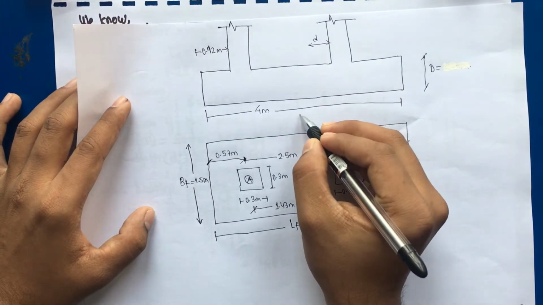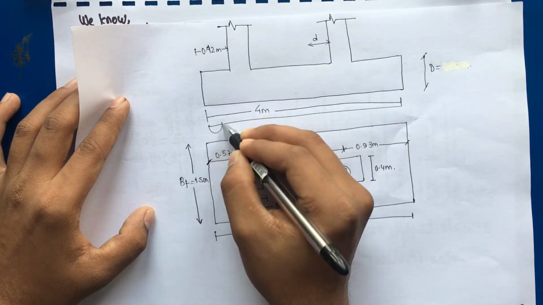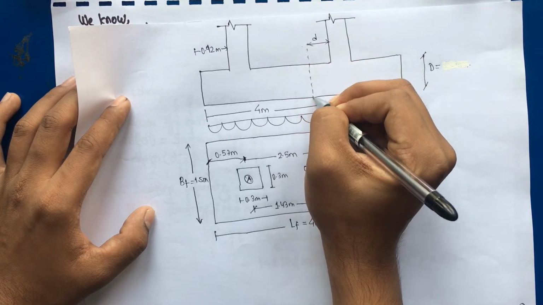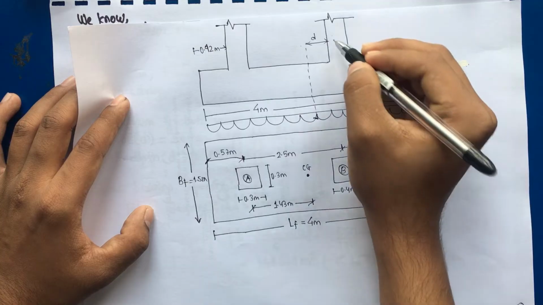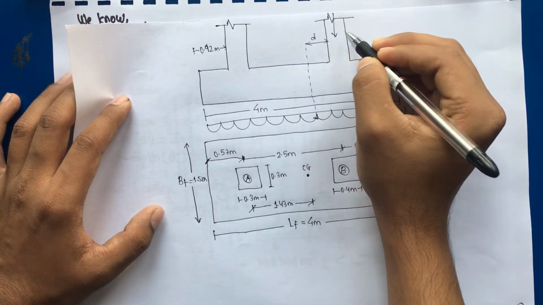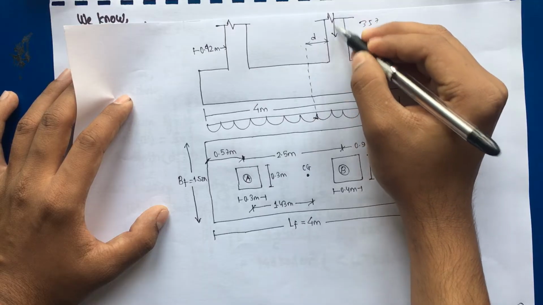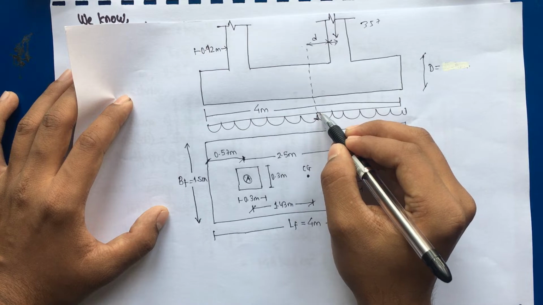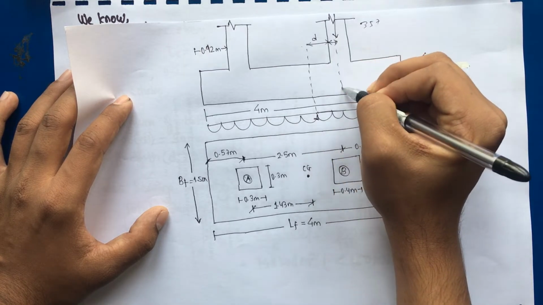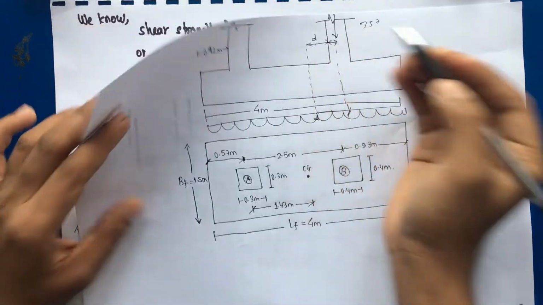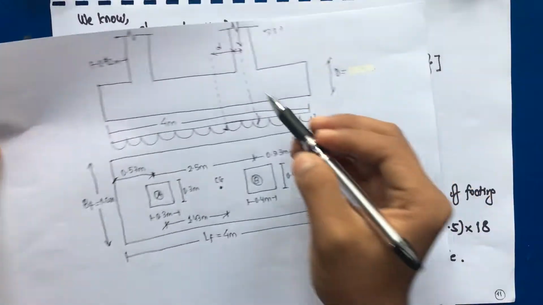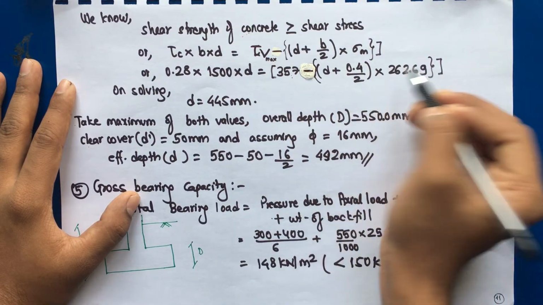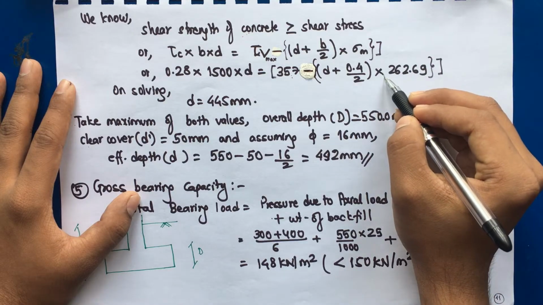262.69. It is nothing but the UDL that we are considering. At a distance d, if we suppose this point, and the value 357 was considered at the center of the column, so we are also assuming this span while calculating the shear force due to the UDL. So d plus 0.4 by 2, because the width of the column is 0.4. So 357 minus d plus 0.4 by 2 into 262.69, which is nothing but the UDL.